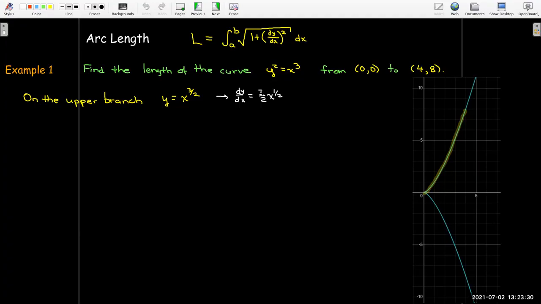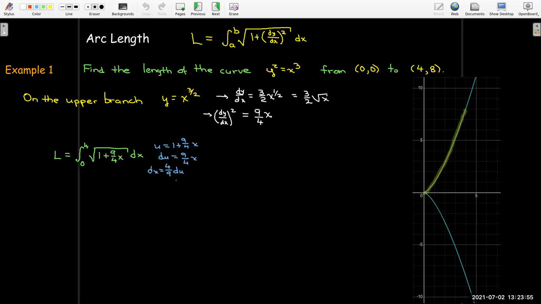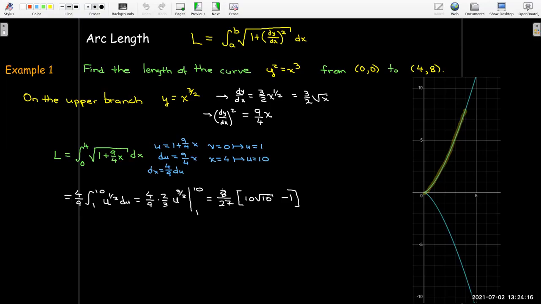So using the power rule, dy dx is 3/2 x to the power of 1/2. I'll need to square that. So let me rewrite that as 3/2 radical x, and square it to get 9/4 x. And so I need to find the antiderivative of radical 1 plus 9/4 x dx. I can do that with a u substitution, and go ahead and change my bounds. And then go ahead and calculate the antiderivative when I write the integral in terms of u, and perform the evaluation carefully. So I get 8 over 27, 10 radical 10 minus 1.